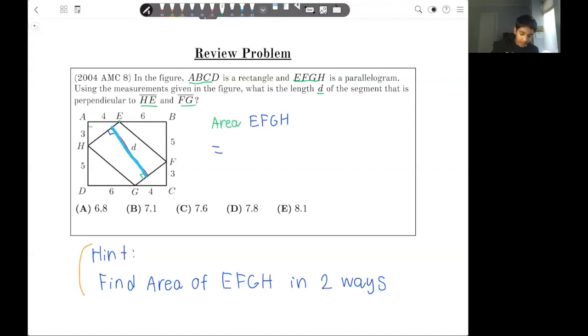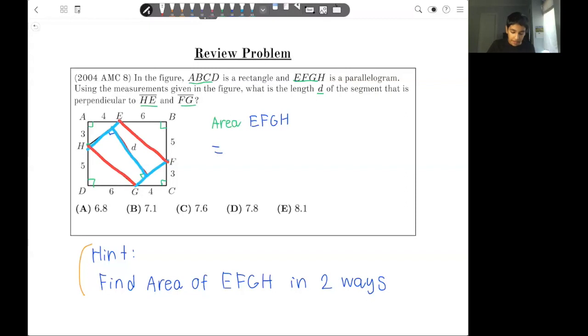This is a 90-degree angle, this is 90, this is 90, this is also 90. So we know that HE is going to be the same as FG, because they're both hypotenuses of a right triangle with legs of 3 and 4. So EH is the same as FG. Same thing, HG is the same as EF, because they're both hypotenuses of a right triangle with legs of 6 and 5.